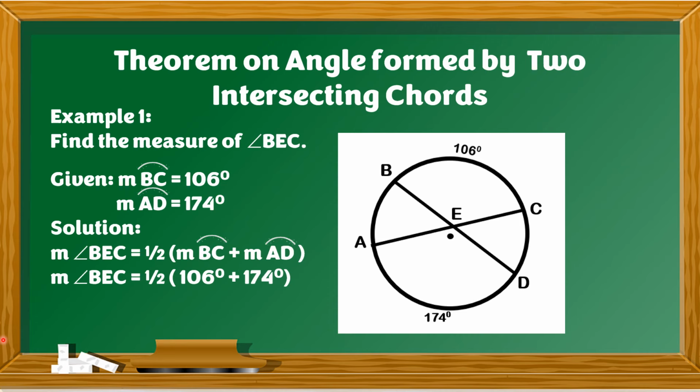Next, after the substitution, we're going to add 106 and 174. The sum of 106 and 174 is 280. After finding the sum, we're going to determine the half of 280 degrees, and the half is 140 degrees. So therefore, the measure of angle BEC is 140 degrees.